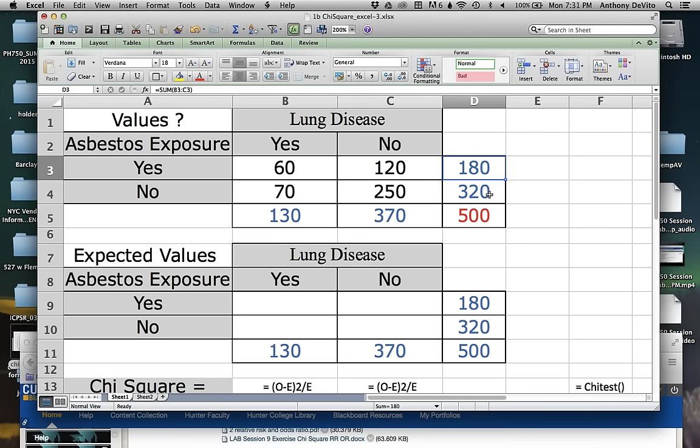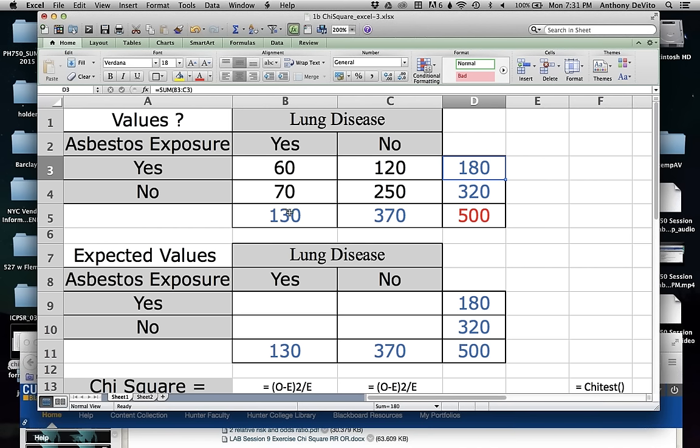Okay, so now I'm going to go further, and ask those 180 people that were exposed, were you ever diagnosed with lung cancer? And these numbers are made up, of course. 60 of them say yes, and 120 of them say no. I'm going to do the same thing with the people that weren't exposed. 70 of them say yes, 250 of them say no. A lot of smokers in this town. High rate of lung cancer, let's say.